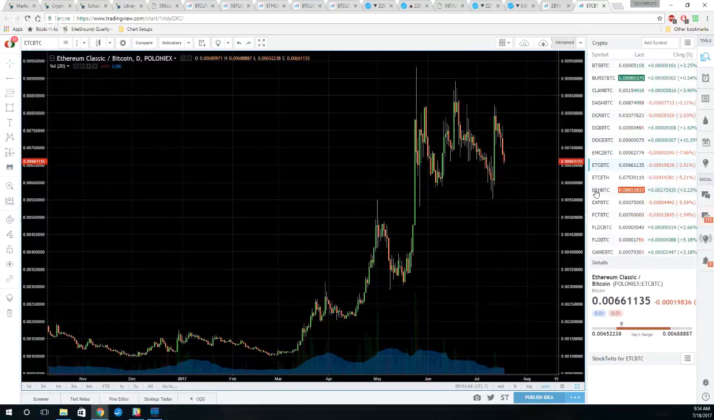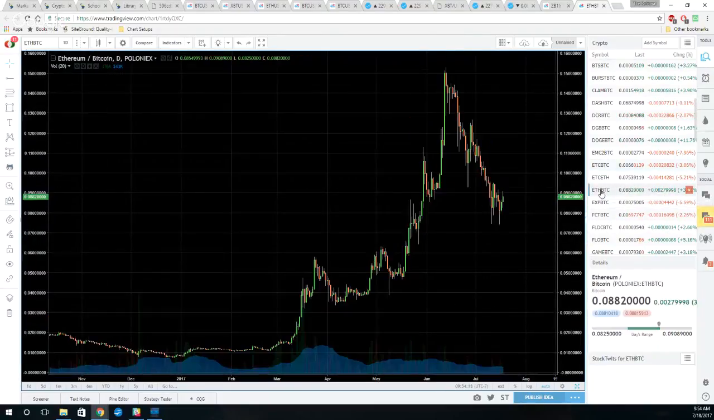ETC. Not overly impressed with the way that chart looks. I think you just have to let it calm down. Didn't like the fact that it broke these lows. ETH. Interesting on this one, right? Of course, everybody would rah-rah ETH.